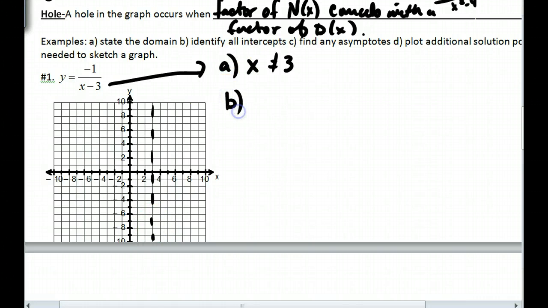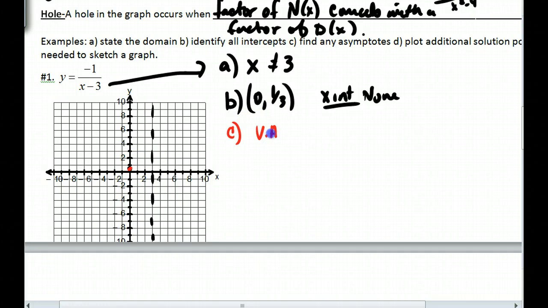And then identify any intercepts. My y-intercept would be when x is 0. When x is 0, I get 1/3. So this would be 0 and 1/3. That's my y-intercept. How about zeros? When y is 0, I'm going to get 0 equals -1. There are no x-intercepts or any zeros then, plus my numerator is not 0. That's what you look for. Okay, so that gives me a point, 0, 1/3. So that's going to be right here.